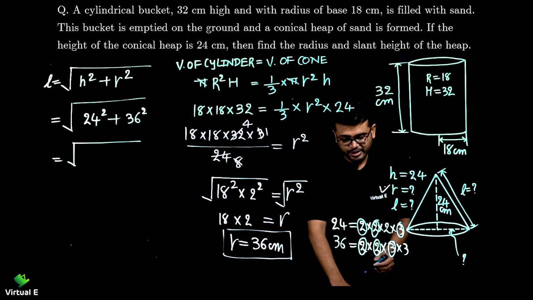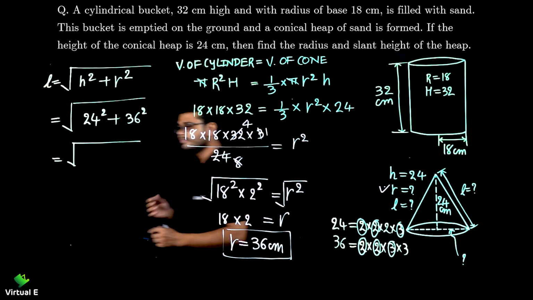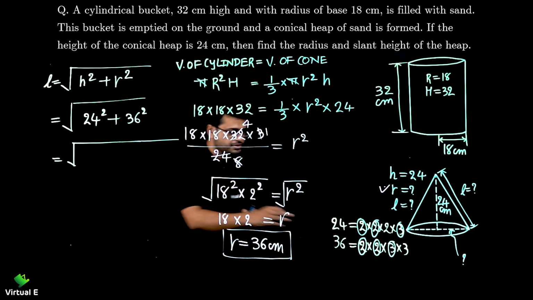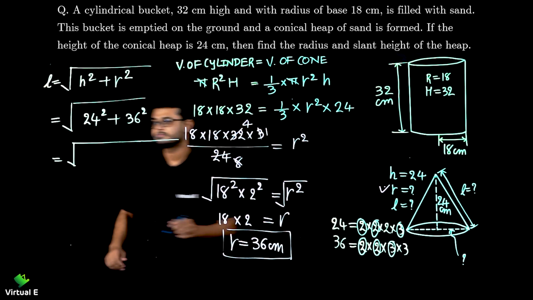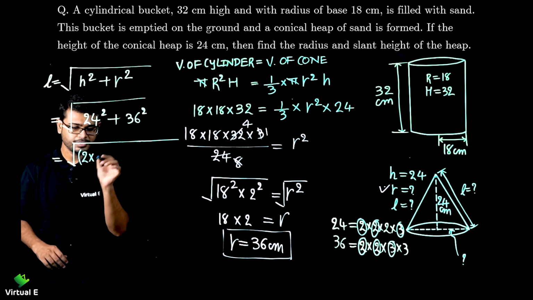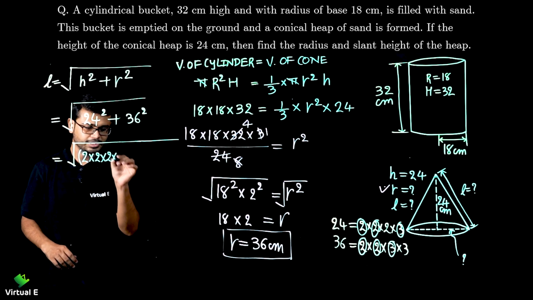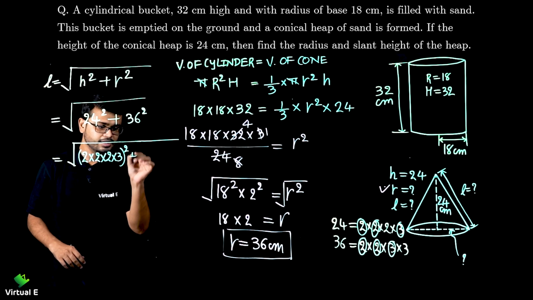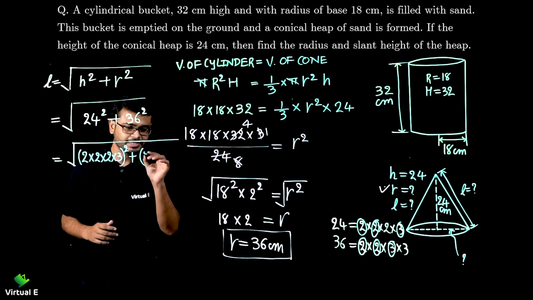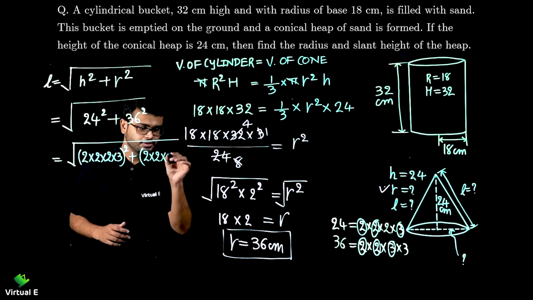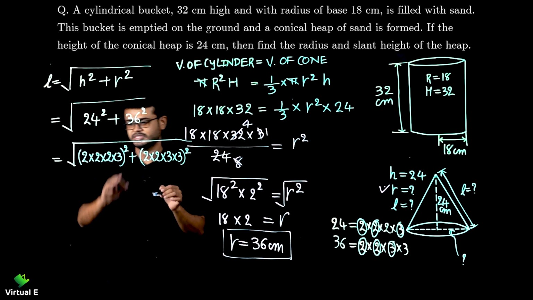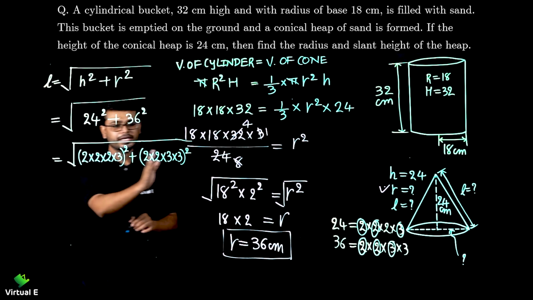So how am I going to write? You must be thinking. Let's see. I'll show you a really beautiful way to do this calculation rather than getting confused. So 2 square, 2 square, 3 square. This 24 can be written as 2 multiplied by 2 multiplied by 2 multiplied by 3 whole square, plus 36 also can be written in the form of factors, so 2 into 2 into 3 into 3 whole square. Just ignore this mistake for a while. Done. So what can we take common?